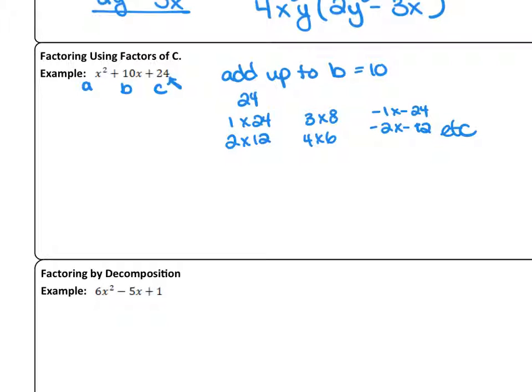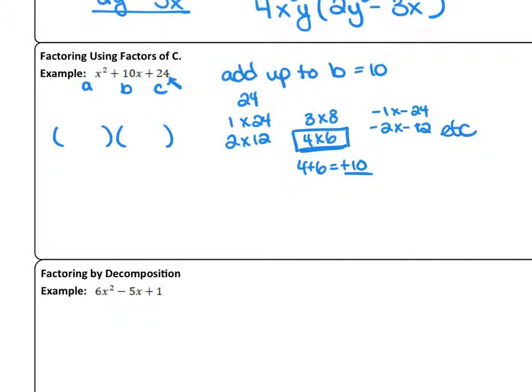But what we want is a positive 10. So even from these first ones, I can see that 4 and 6, if I add them together, I also get 10. So 4 times 6 gives me 24, and 4 plus 6 equals positive 10, which is what I'm looking for. So these are the numbers that I want. Now, once you have those two numbers, 4 and 6, it's super easy because a is 1.